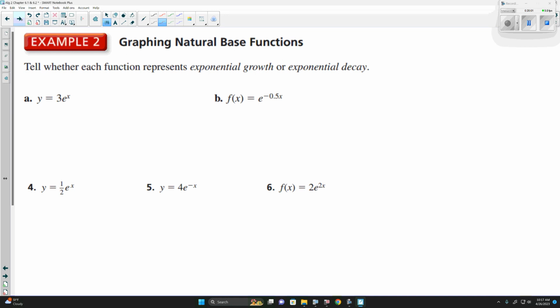So if we look at this here, A, 3e to the x, would this be growth or decay? Growth, because the exponent is positive. B, decay, because the exponent is negative. Any questions on A or B? How about number 4?